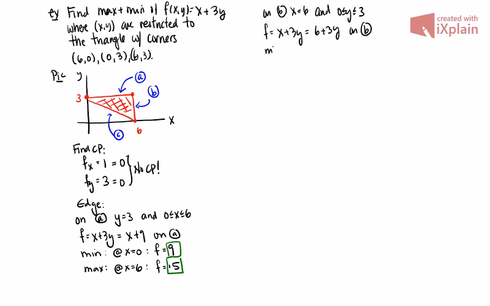So what's the minimum? Well, the minimum will occur when y is as small as possible, when y is 0. At that point, f will be 6. And the maximum will occur at y equals 3. When y is 3, I get 12. So, put some boxes around those.